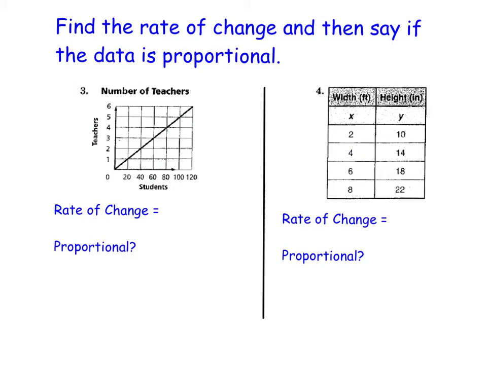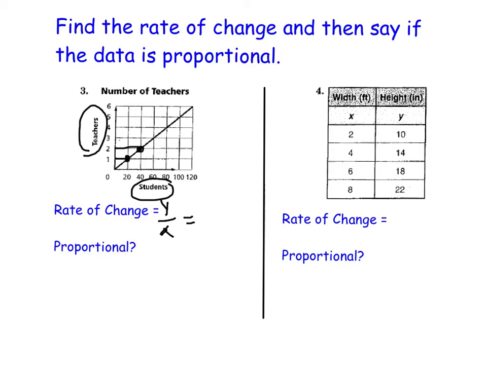For number 3, the graph that we see is talking about the number of teachers per student. In order to find the rate of change, remember we want to write this in the form of y over x. So we first have to look at the teachers and compare it to the students. So we pick 2 points on our graph to start with. Let's go ahead and take a look at these 2 points.